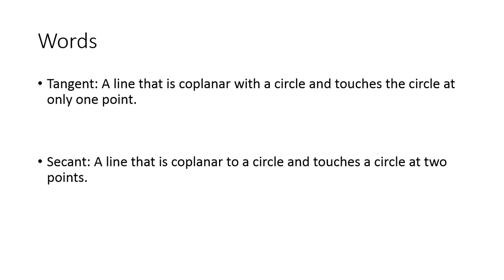In circles, a tangent is a line that's coplanar with that circle, but it only touches that circle at one point and one point only, which basically means that if you have your circle and you have a line that goes through, it only touches at one point. So it doesn't actually go through the circle, it kind of nicks it and then keeps going. Okay, so that would be your tangent line.